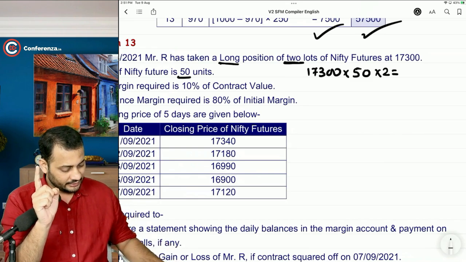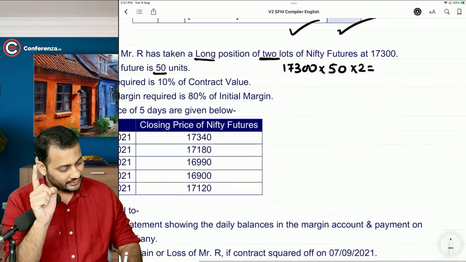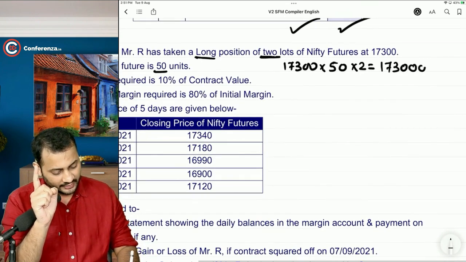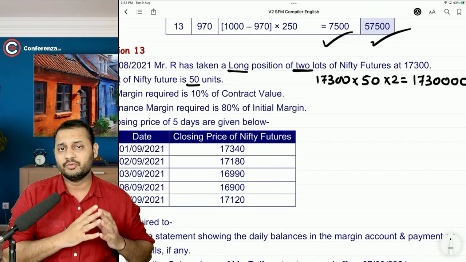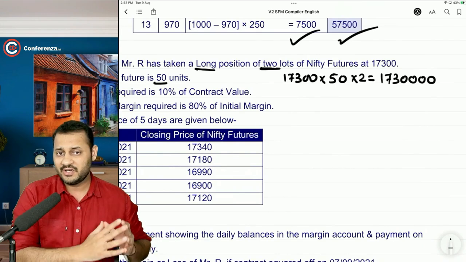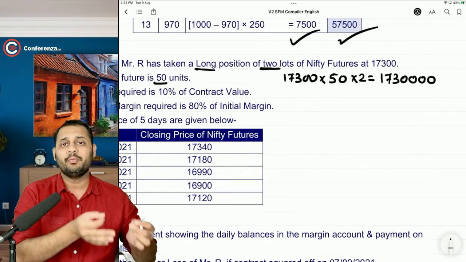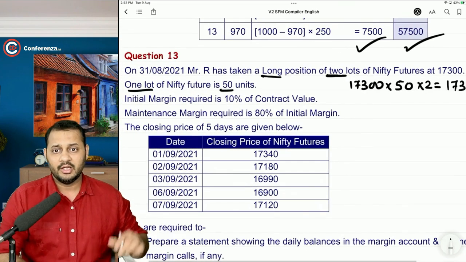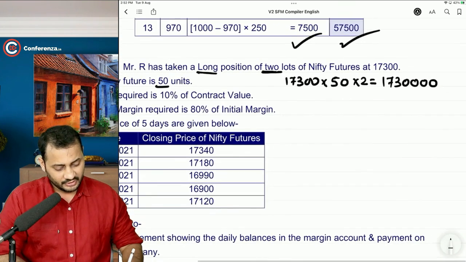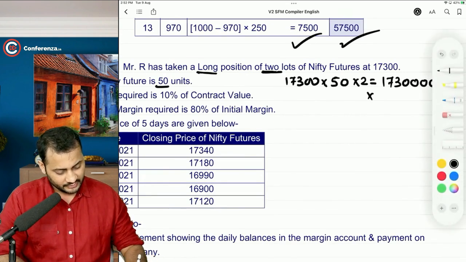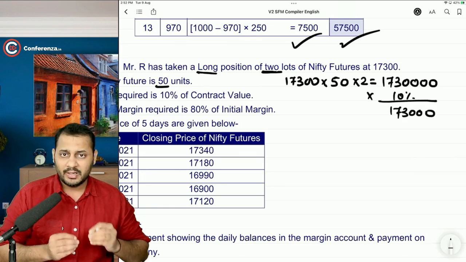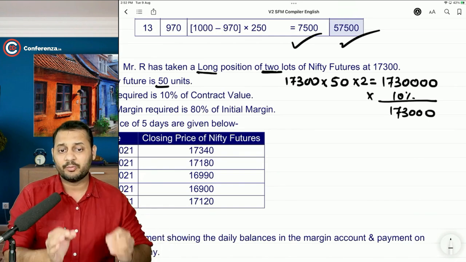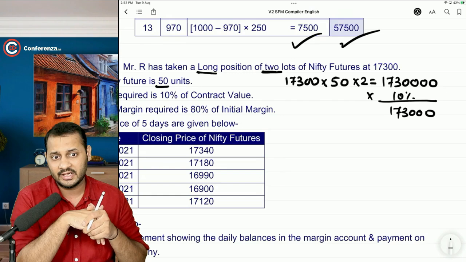So 17,300 into 50 into 2 comes to 17,30,000. This is the contract value. So it says that you have purchased this much of the futures contract. Does that mean you have paid 17,30,000? No, sir. You might have paid only the margin. Now, the initial margin required is 10% of the contract value. So let's take 10% of this. 10% of this is nothing but 1,73,000 rupees. So by paying 1,73,000 rupees as a deposit, you can start this position of 17,30,000.